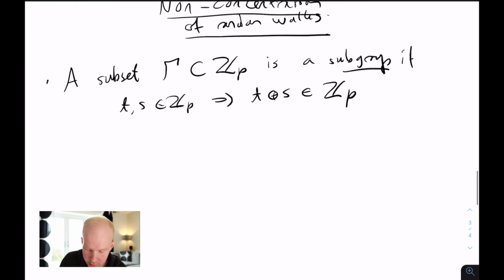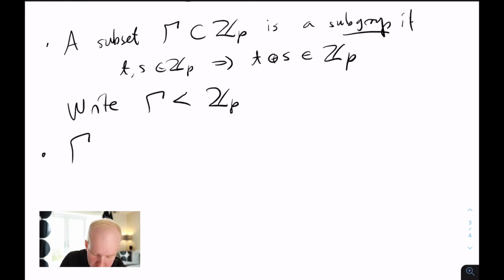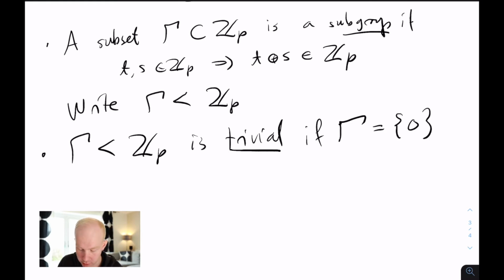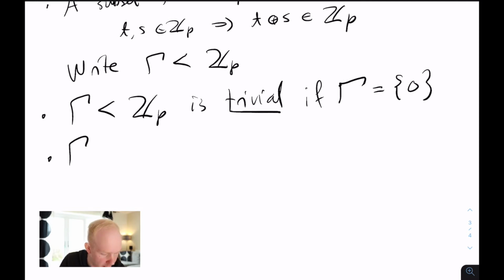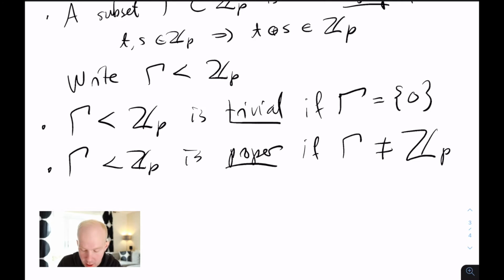And then the other thing that we use here, of course, is that we say this gamma in Z_B, if it's a subgroup, is trivial if this gamma is equal to the identity element, so the 0, and we call gamma in Z_B proper if gamma is not equal to the whole Z_B. So non-trivial and proper subgroups are the ones we would be interested in.